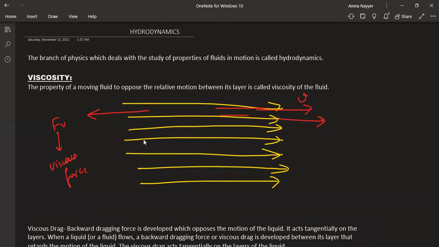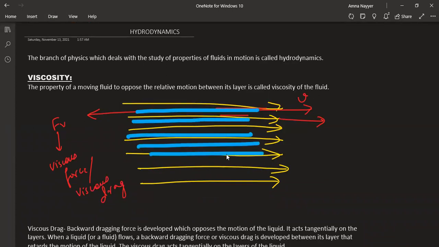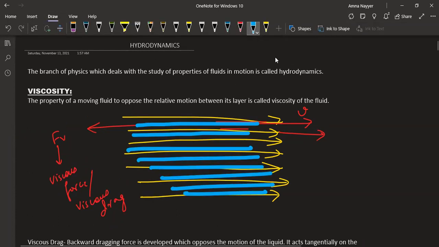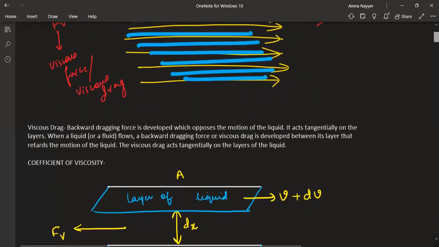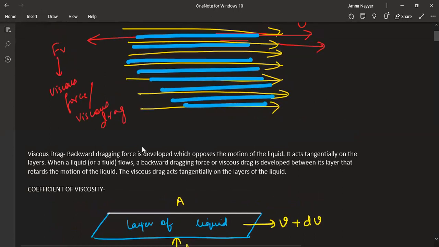So when these layers of fluid move with respect to each other, these are the various layers, there will be an opposition in the backward direction. This is known as viscosity. So here is the definition also. A backward dragging force is developed which opposes the motion of the liquid. It acts tangentially on the layers.